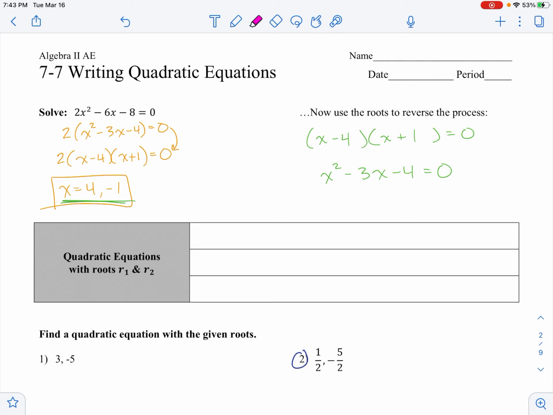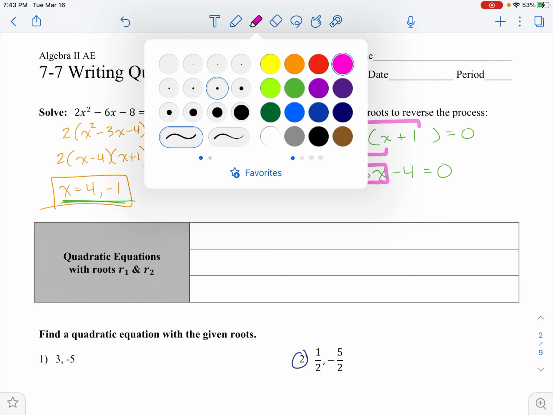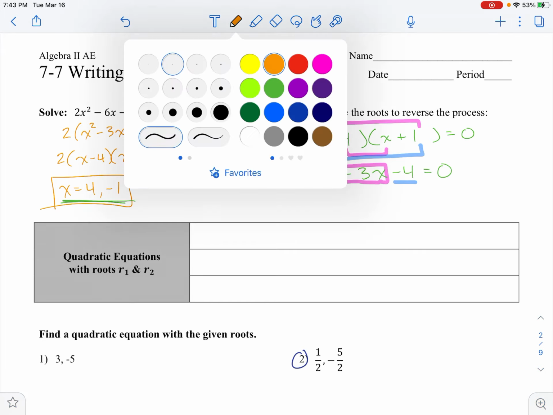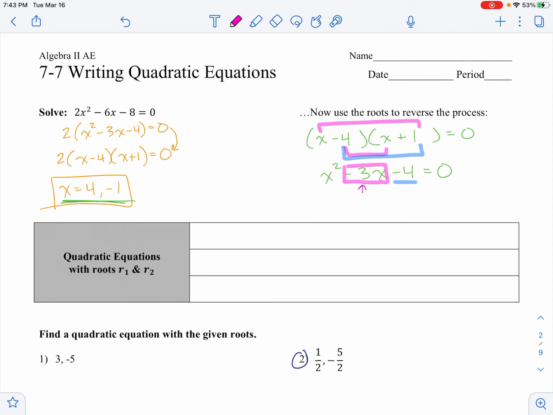All right, now paying attention to where these numbers both came from. This -3, well, that came from outside, inside when we were FOILing. And this -4, that came from last times last. I could also show that x squared is from first times first, but for now we're not going to worry about that. What happened is in pink here, I had -4x plus 1x. So I added -4 and 1, and I got -3.